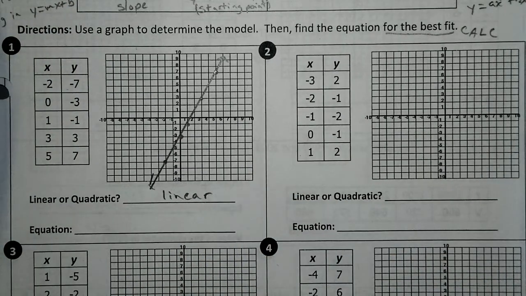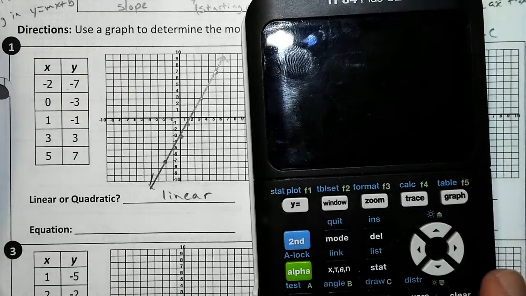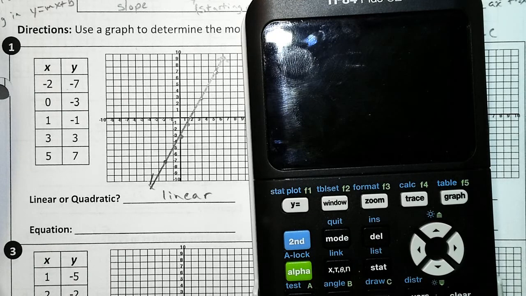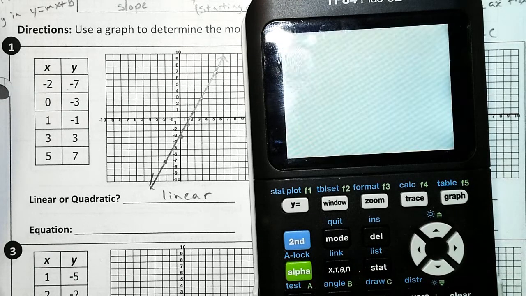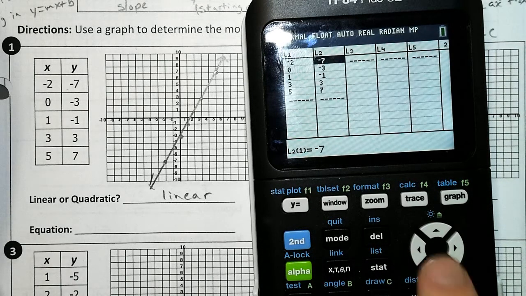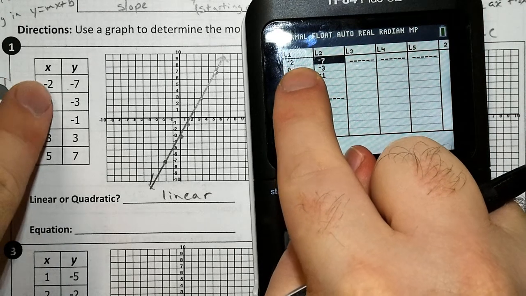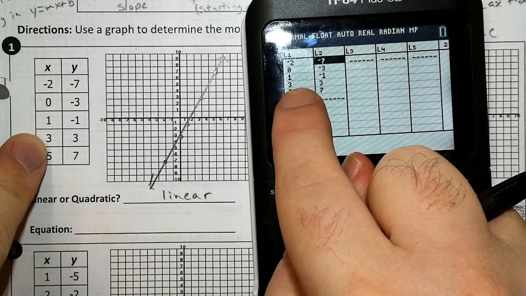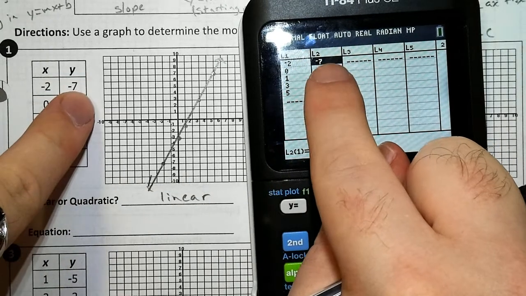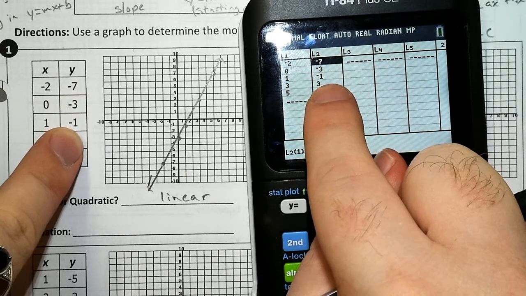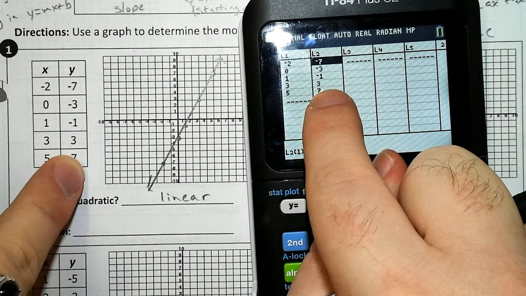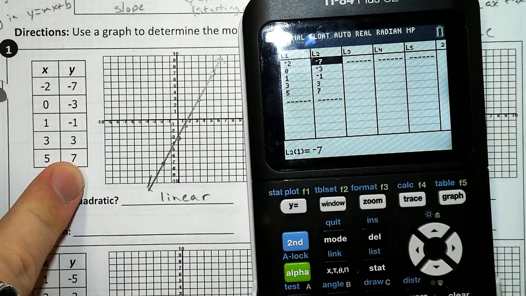Now, let's build the equation. Let's use our calculator method. So we're going to go into stat, edit. We're going to type in our L1s and L2s. So x is -2, 0, 1, 3, and 5. Y, -7, -3, -1, +3, and +7. I've got them typed in.